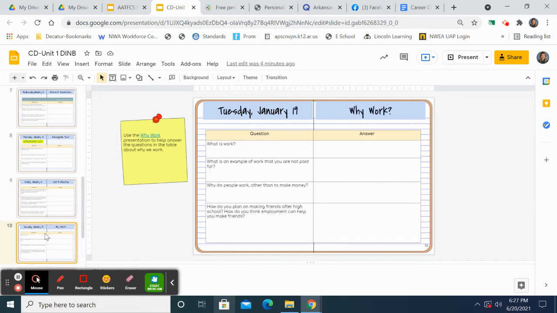Then I teach students about why we work, what work is, what's the difference between work and a job, things like that. In a career, a lot of my students think that the whole reason you work is so that you can have money. Well, yes, we do need money. It's a way of the world. Yes, we need money to survive, but we also work for other reasons.